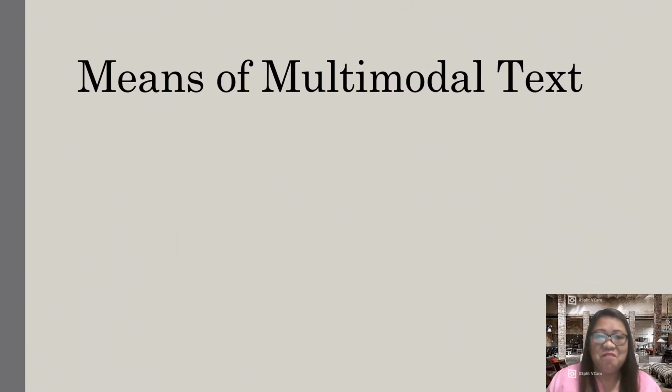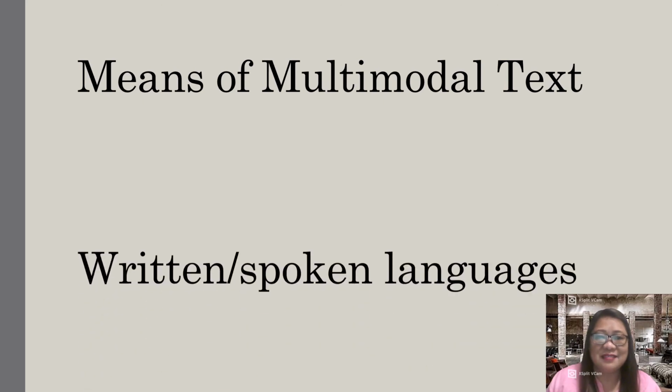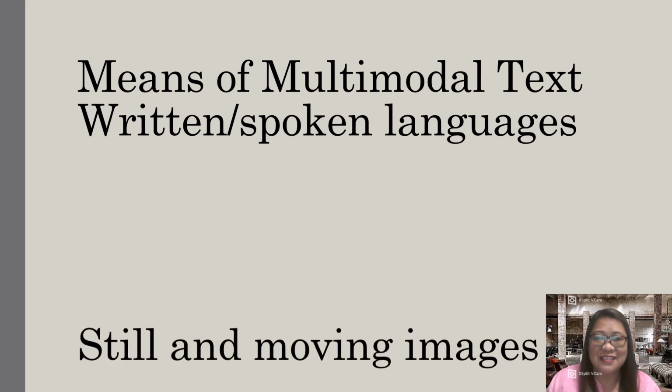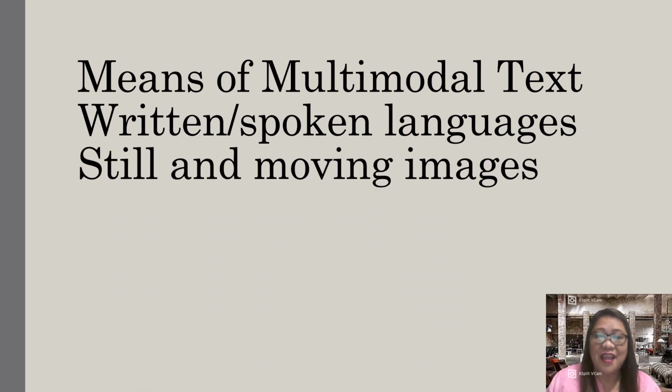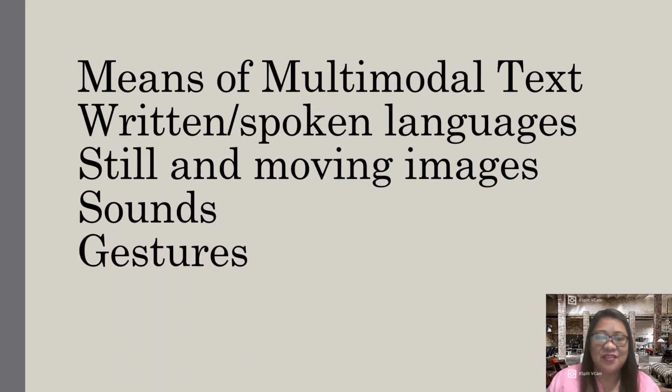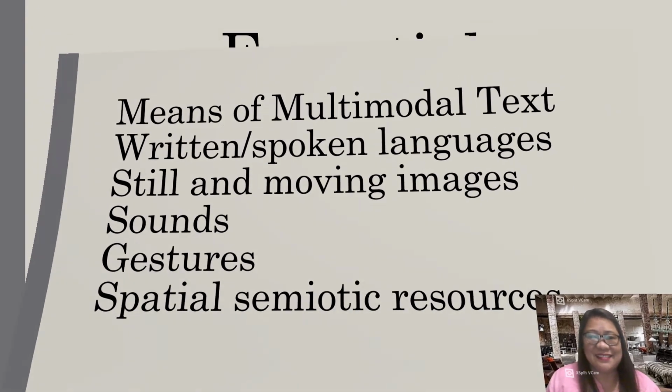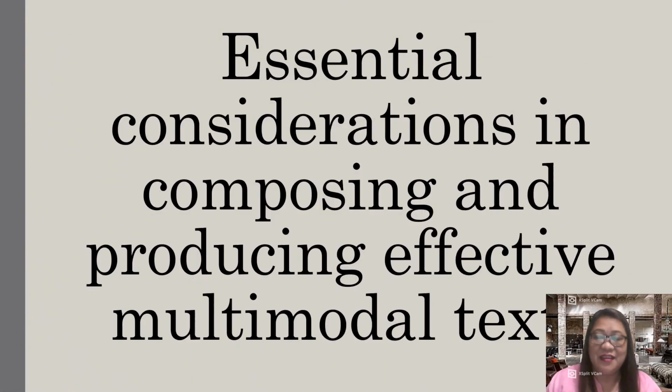The different means of multimodal text are the following: written and spoken languages, still and moving images, sounds, gestures, and spatial semiotic resources. The following are essential considerations in composing and producing effective multimodal text.